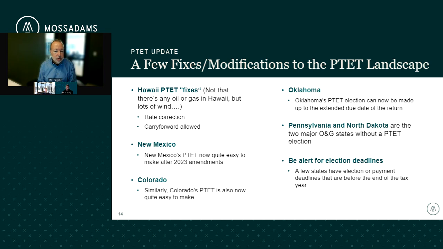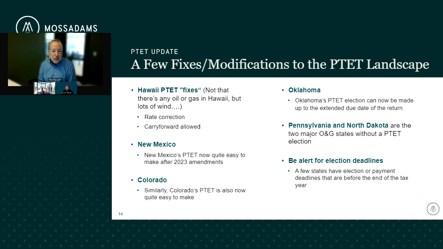That was fixed. And the other issue was that Hawaii was not allowing a carry forward of any unused credit, and that was also fixed. So now, even though it's not refundable, it is at least carry forwardable. So the Hawaii election becomes more favorable. Obviously, not a lot of oil and gas in Hawaii, but there is a lot of wind. The source of that wind I won't guess to, but anyway, a lot of wind in Hawaii.